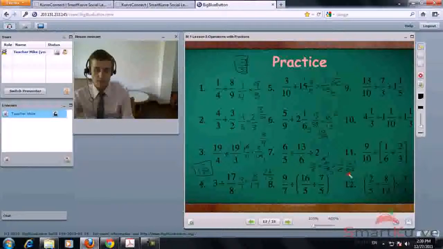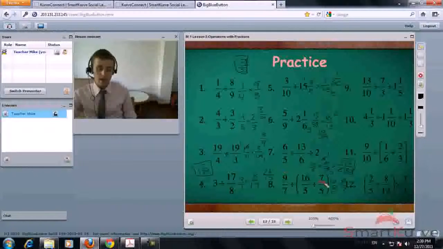That is our answer. 16 over 5 times the reciprocal of 7/5, 5 over 7. The reason we start here is you always work inside the parentheses first. Now we can cross out the 5's. They cancel to 1. We have 16 over 7.